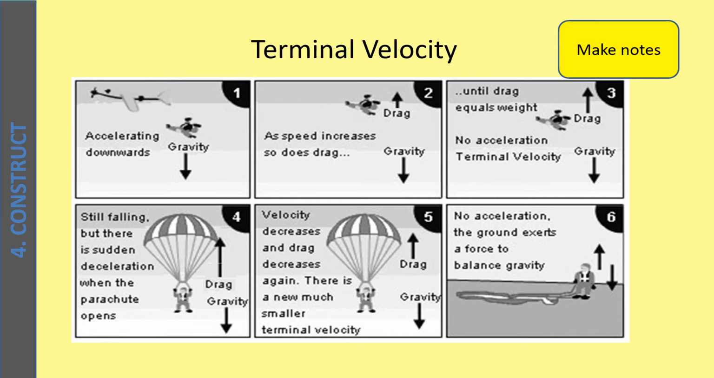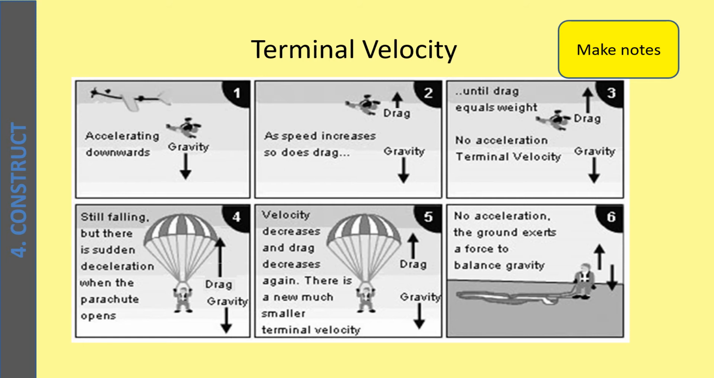Now in diagram number 3, we have reached an equilibrium. Gravity is still acting downwards, but the drag has increased to the stage that the two forces match. Gravity is in equilibrium with the drag. Now at this point, we have this equilibrium, so he stops accelerating. That doesn't mean he's stopped falling, but he's now falling at a constant rate, and we call that rate his terminal velocity.